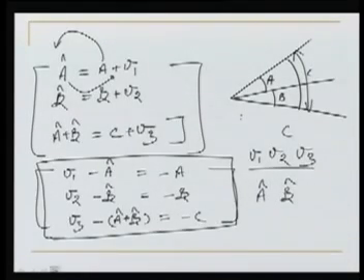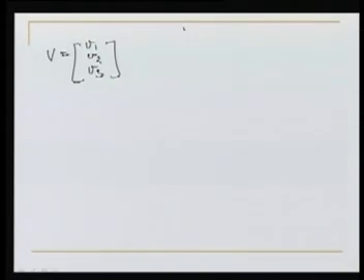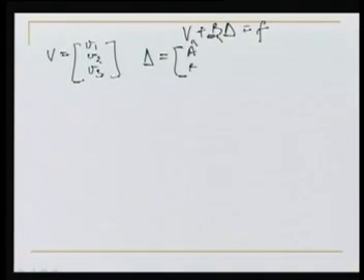I can write V as V1, V2, V3, and we have to write V plus B delta is equal to F. That's the form in which we have to write. What is delta? We know it's a matrix of parameters, which are A hat and B hat.